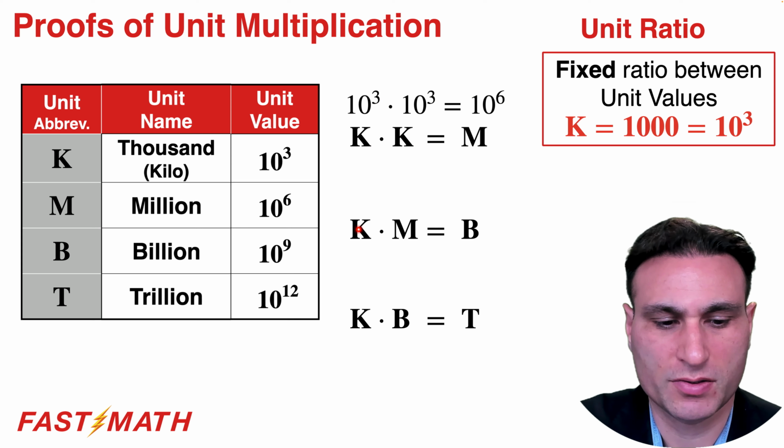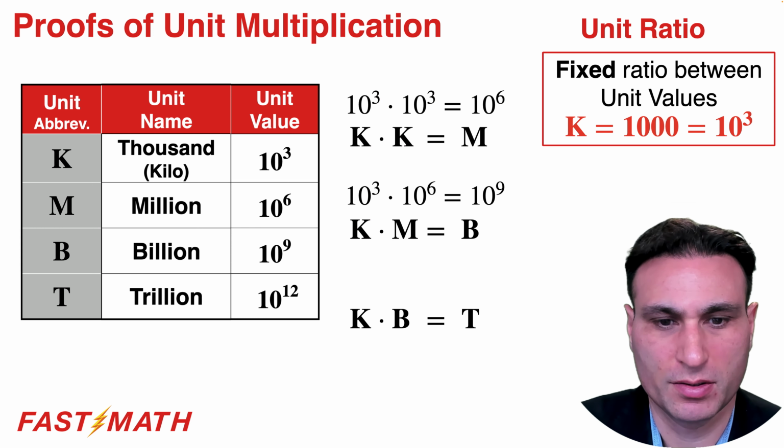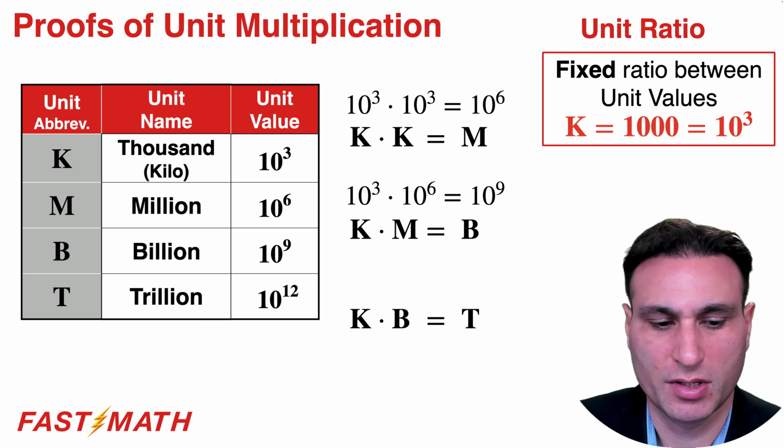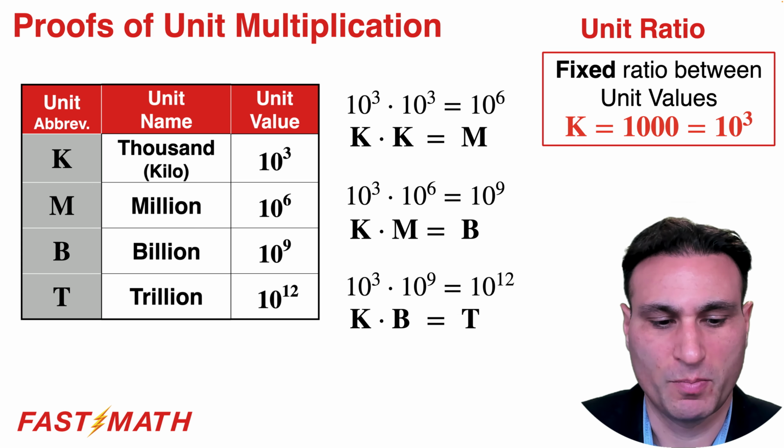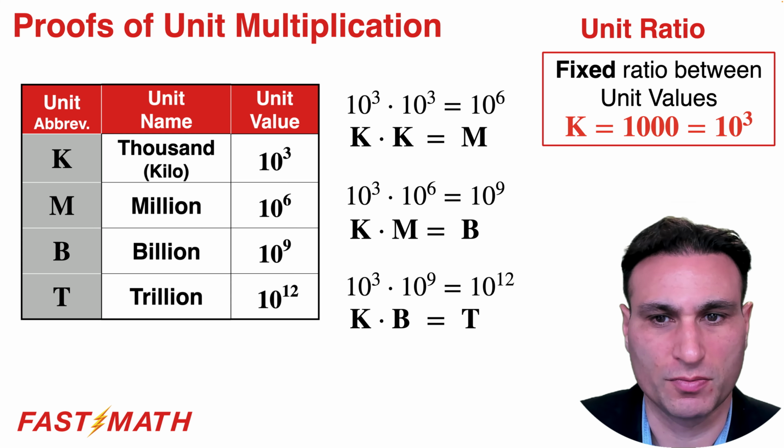Second equation, 1,000 times million equals billion. K is 10 to the third. M is 10 to the sixth. Adding exponents, 3 plus 6 equals 9, which is billion or B. Third equation, 1,000 times billion equals trillion. 1,000 is 10 to the third, billion is 10 to the ninth. Adding exponents, 3 plus 9 equals 12. So this is 10 to the 12th, which is trillion or T. So these equations are true.